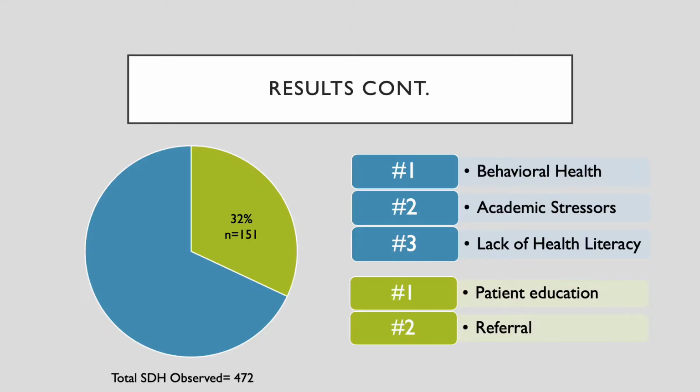Of the 472 social determinants of health observed, ATs reported taking action on 32% of them. The most common social determinants of health where actions were taken were behavioral health, academic stressors, and lack of health literacy. The most common actions taken were providing patient education and referral to outside providers.